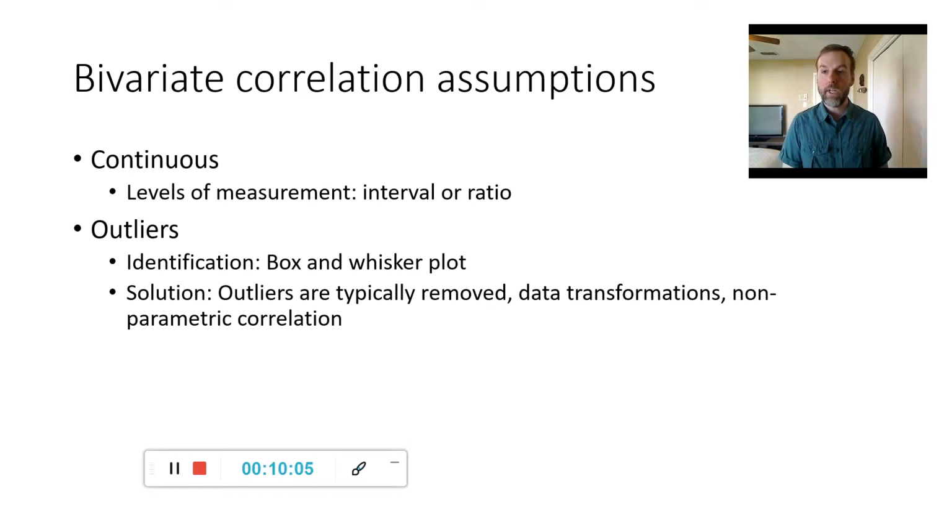And the solution here, for t-tests and ANOVAs, was, well, look at what is common in your area. People probably leave them in. For correlation, the tendency seems to be to remove them because outliers can heavily influence your correlations. So outliers are typically removed. You might see a data transformation used to minimize that outlier. And if you really have a rough time with the outliers, then you may be forced to do a non-parametric correlation.